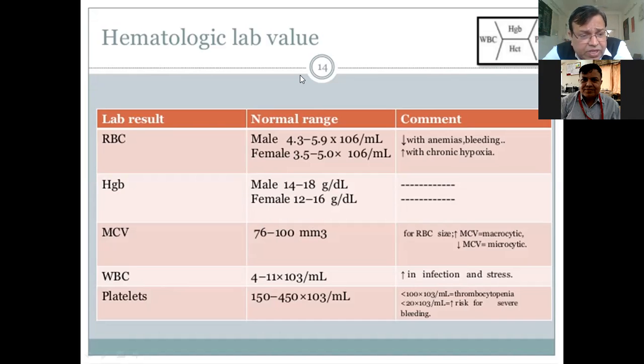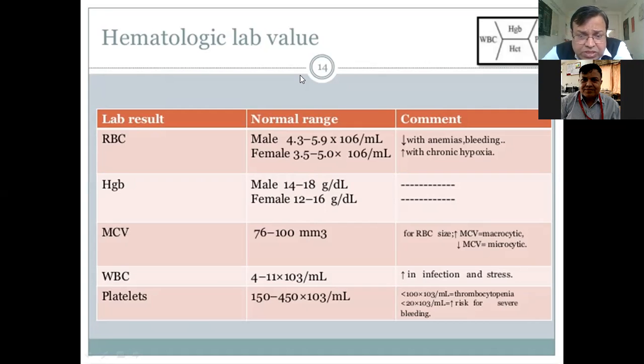This is MCV, that is mean corpuscular volume. It ranges from 76 to 100 femtoliters. The RBC size increases in the macrocytic anemia condition, and the RBC size decreases in the microcytic anemia condition.